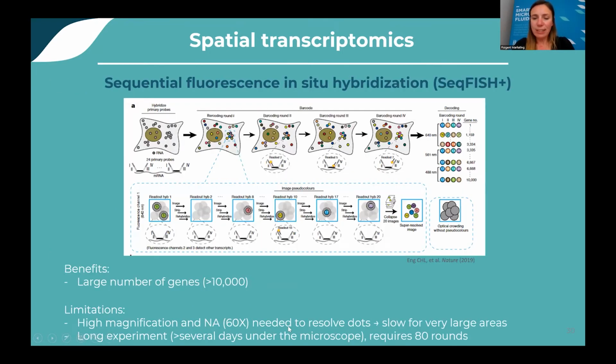So seqFISH belongs to the multiplexing method, as I mentioned, and it relies on temporal barcoded RNA probes that undergo multiple rounds of hybridization, which allow many proteins to be multiplexed. And the main benefit of seqFISH is that it scales to the genome level, as I said, up to 10,000 genes. However, it necessitates high magnification and numerical aperture to resolve all the fluorescent dots.